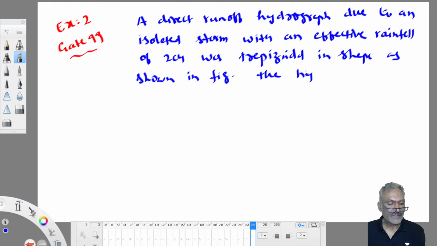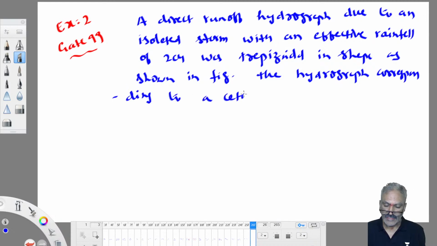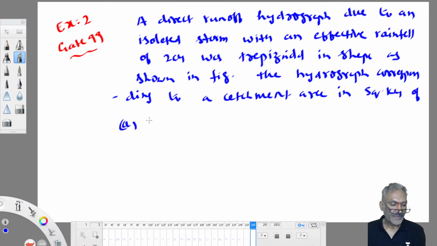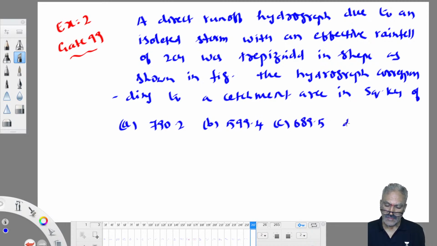The hydrograph corresponding to catchment area, in square kilometers. Options are given. Option A is 790.2. Option B is 599.4. Option C is 689.5. Option D is 435.3.